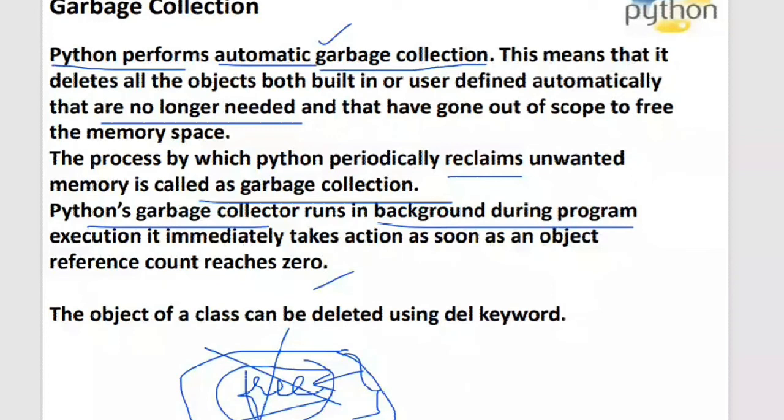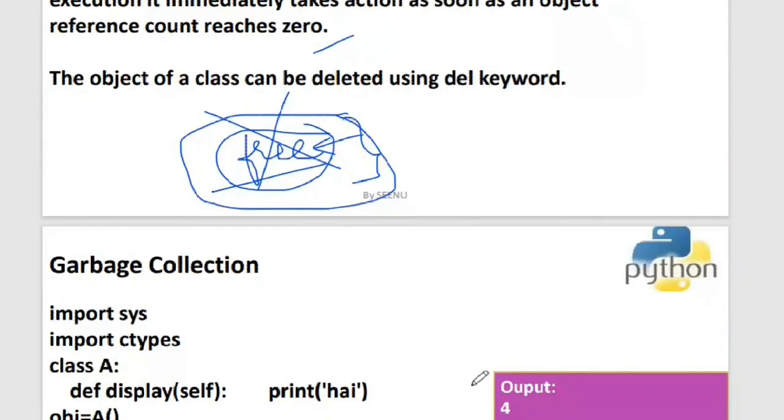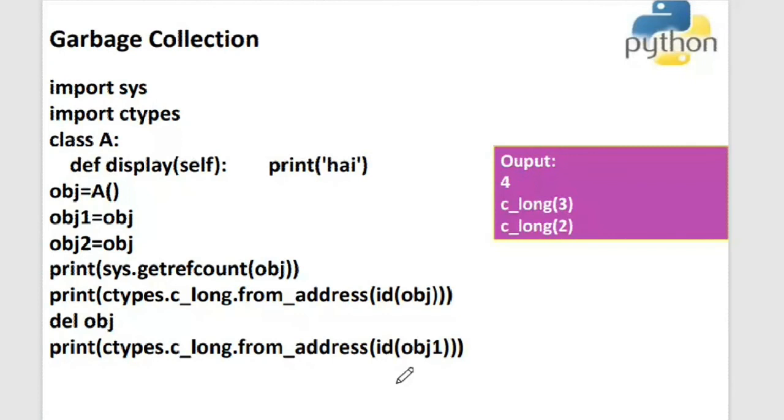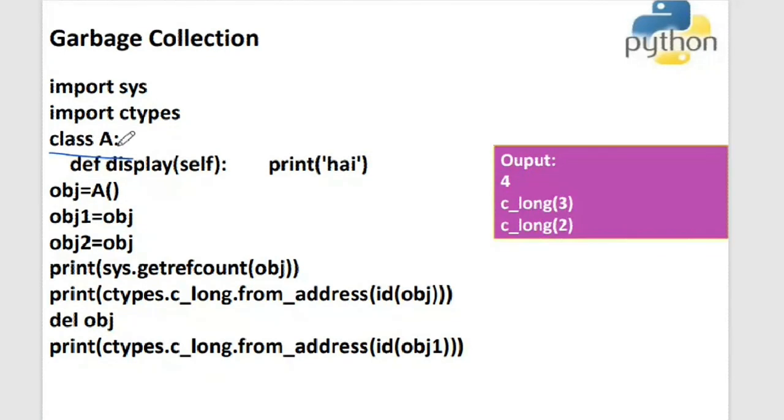So let me show you this in a program. I'm starting from here. So you have this class A. Inside the class A, I have written self, and I would have also written pass over here. There is a display method wherein I'm just printing hi. Not very important, but I just want to show you that there is a class, because I need to create an object of the class. So here I have created an object of the class. This is the first object.